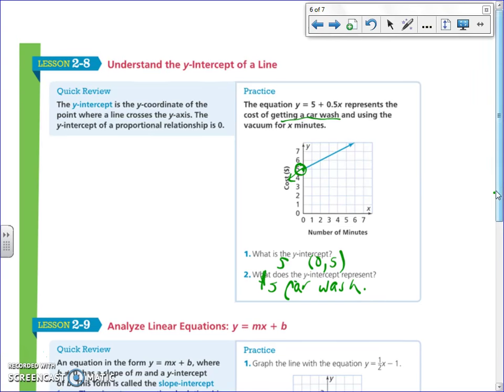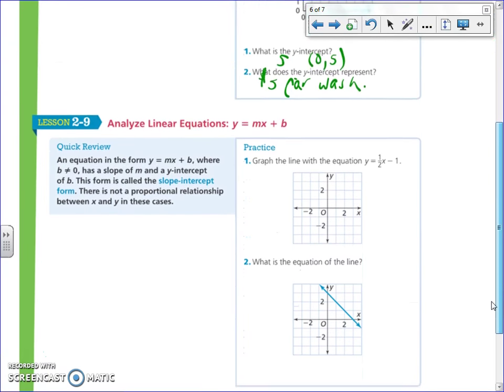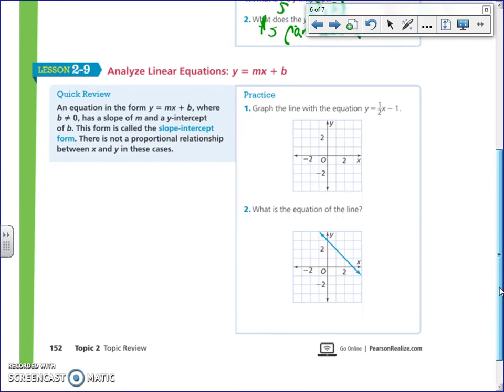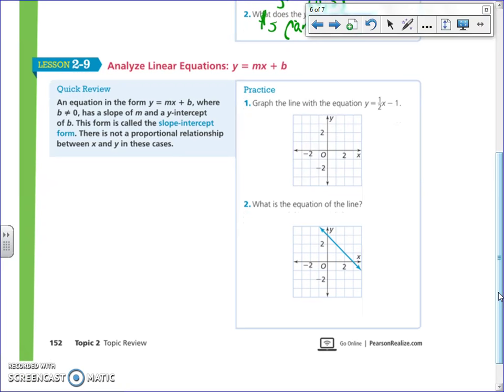All right, and then the last section for the test tomorrow is 2-9. So they wanted us to graph these lines. Whenever you're graphing, it's going to be in the slope-intercept form, which is y equals mx plus b. For all problems, the b represents your y-intercept, and the m represents your slope, as we talked about earlier.